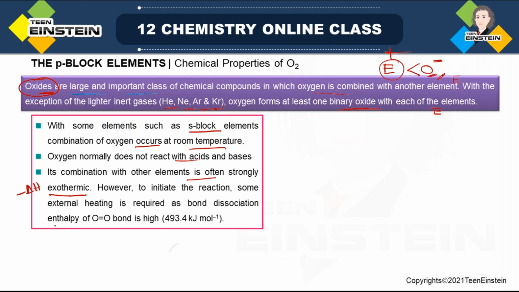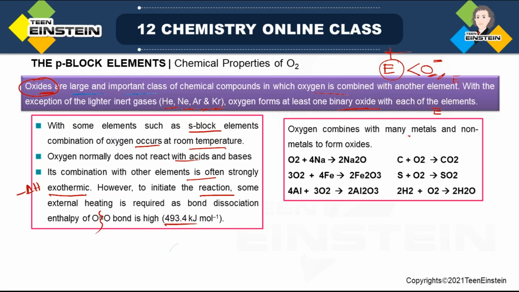When del H is negative, normally we know that low temperature is preferred, but still, to initiate the reaction, that is, to overcome the activation energy, you have to provide some amount of heating, because you have to break the double bond between the two oxygen atoms. Then only it can take part in reaction. And this bond energy value is very high, 493.4 kilojoule per mole. So to initiate the reaction, though it is exothermic, you have to provide some temperature.